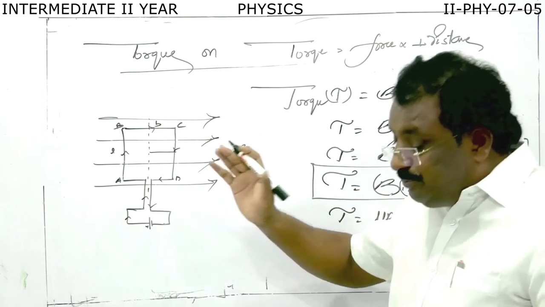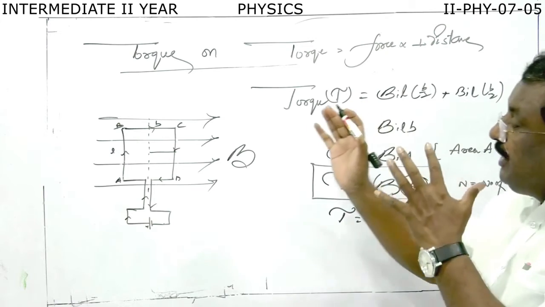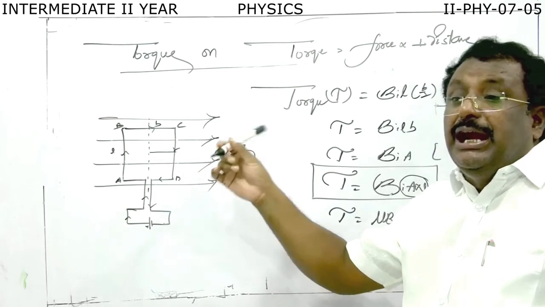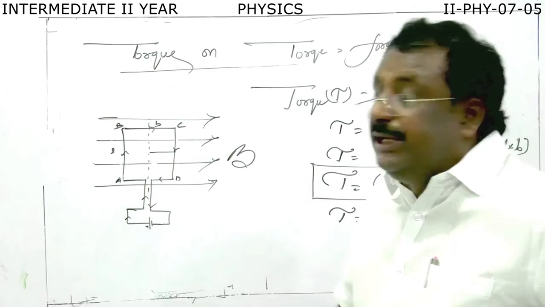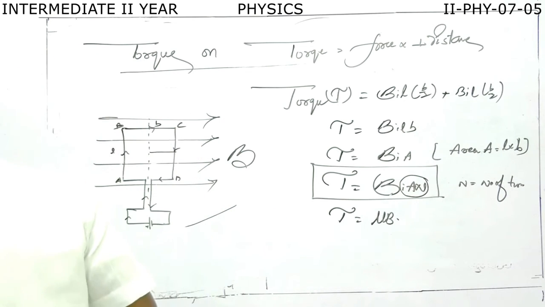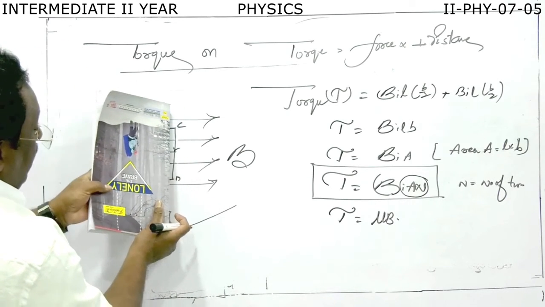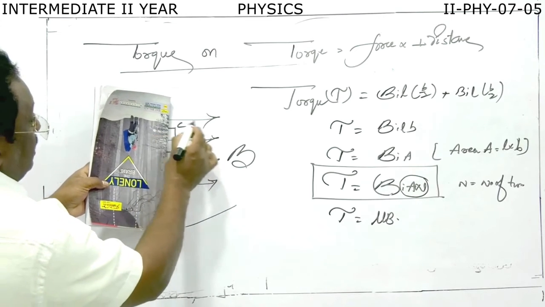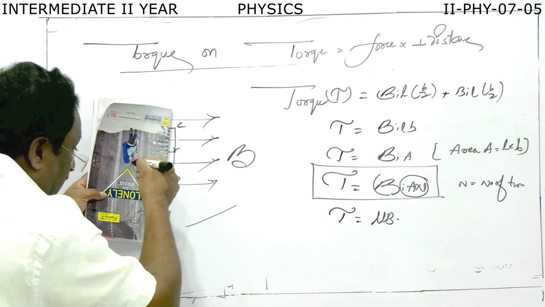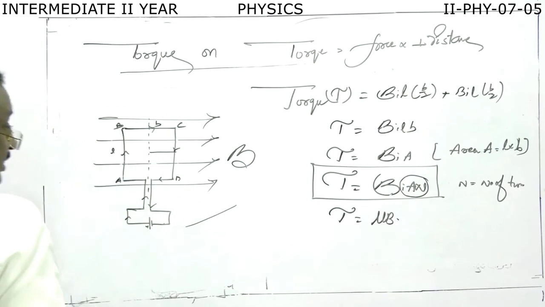For example, when the plane of the coil is making some angle with the direction of magnetic field, we take the angle between the magnetic field and the perpendicular to the plane of the coil. Like this, the coil is rotating like this. Now what happened? The plane of the coil is making some angle with the magnetic field. Now you take the angle between the magnetic field and the perpendicular to the plane of the coil as theta.